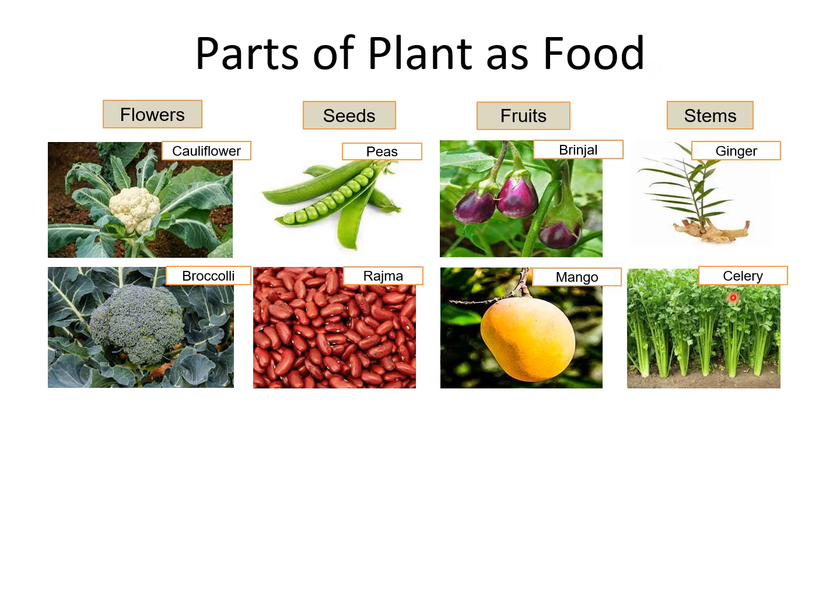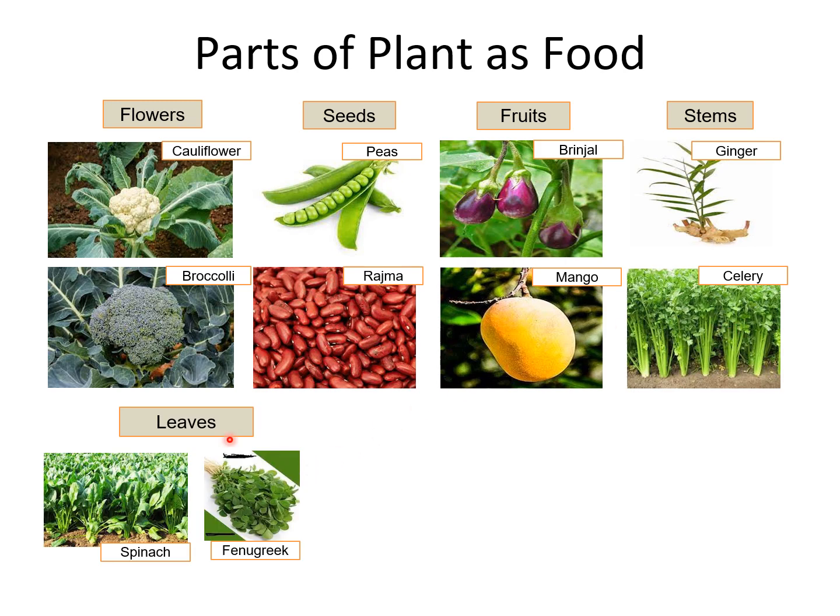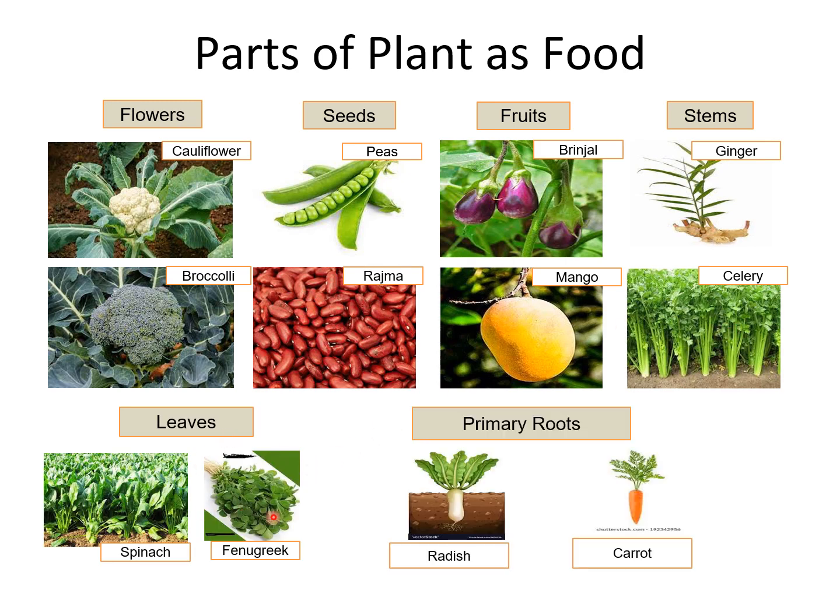And ginger and celery are stems that we eat. And we eat leaves as spinach and fenugreek, and primary roots as radish and carrot.